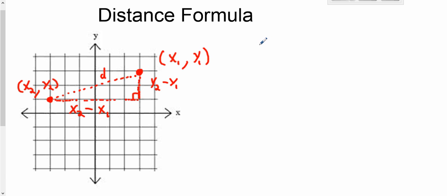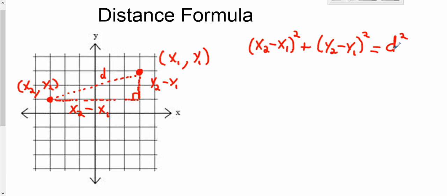So we can say that our leg squared, x sub 2 minus x sub 1, squared, plus y sub 2 minus y sub 1, squared, is equal to d squared, our distance, which in this case is our hypotenuse. Now to solve for d, we simply square root both sides. I'll go ahead and rewrite this so we can actually see the square root.